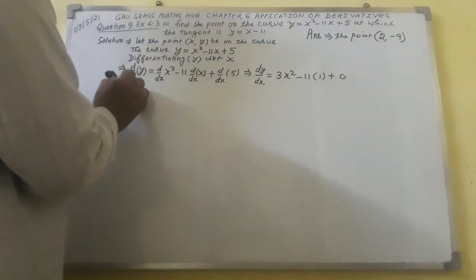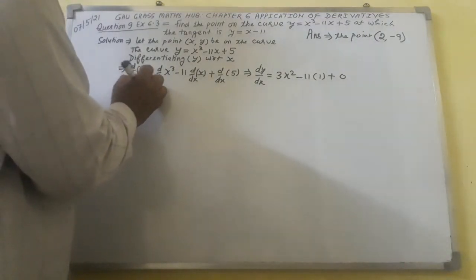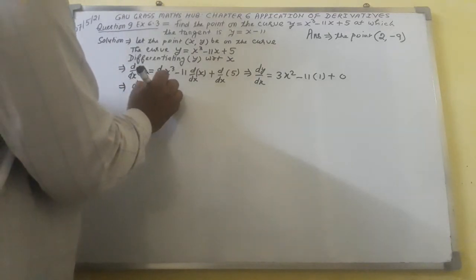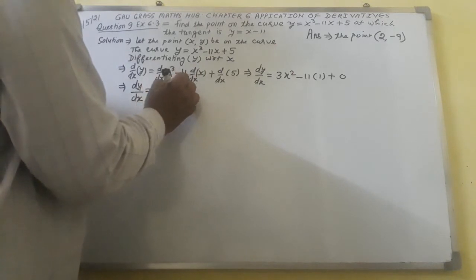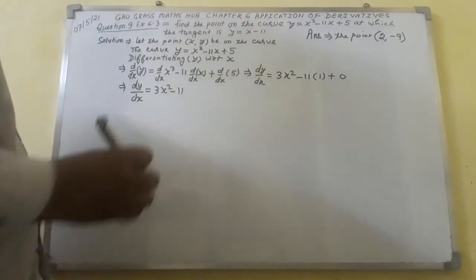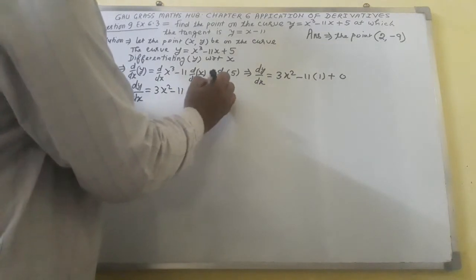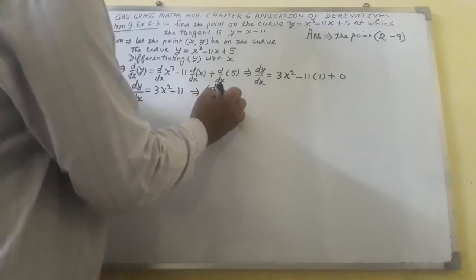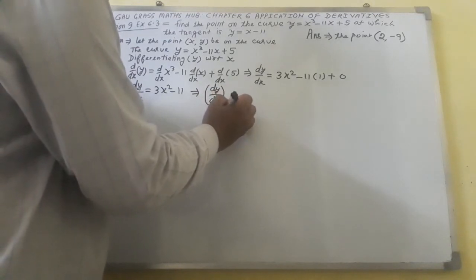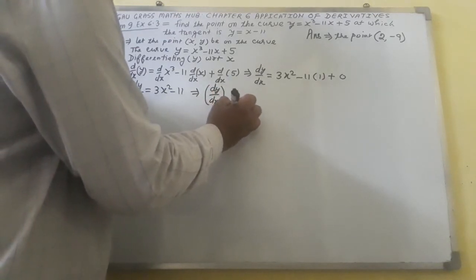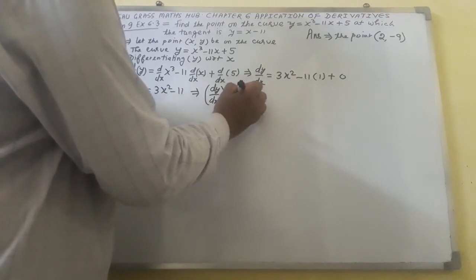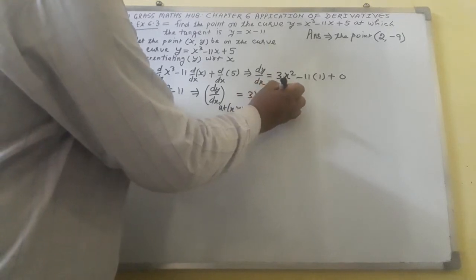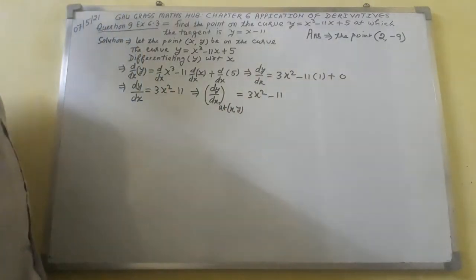So here we have got dy over dx equal to 3x square minus 11. Implied that dy over dx at x, y comes out to be 3x square minus 11. This thing you have got.